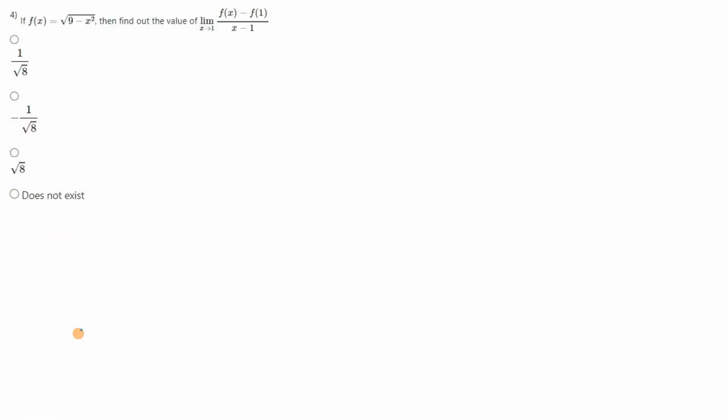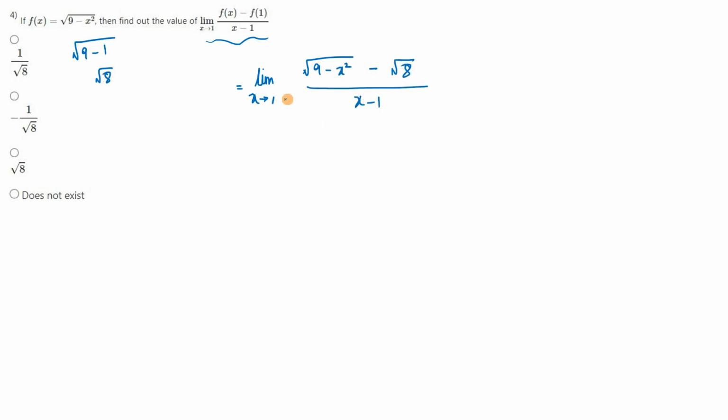Next question, we have f of x and they have asked us to find this value. Let's substitute the value here. That will be limit x tends to 1 of f of x, which is square root of 9 minus x square, minus f of 1. f of 1 is, if we substitute 1 here, 9 minus 1 square, so that is root 8. So we have root 8 divided by x minus 1. What happens if I directly substitute 1? I'll have root 8 minus root 8, that is 0, and 1 minus 1, that is also 0. It is an indeterminate form.